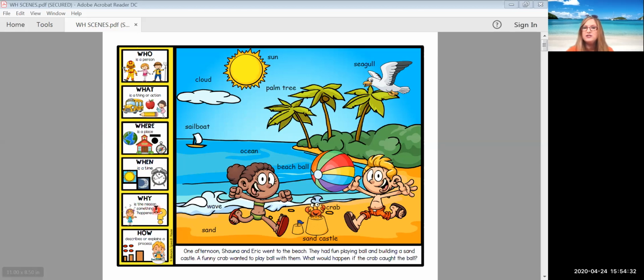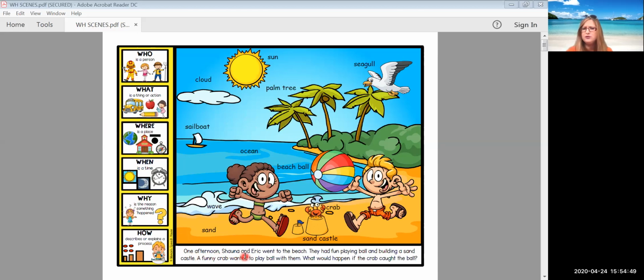Our next question is why? The why questions tell us about a reason for an action or something that happens. So I know why I go to the beach. I love to play in the sand. I love to let the waves splash me. Let's see if it tells us why in our story.